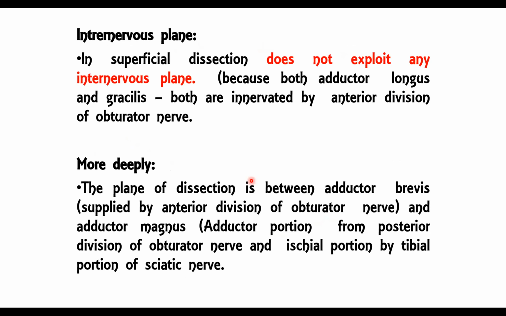The internervous plane: I already told that in the superficial plane, both adductor longus and gracilis are innervated by the anterior division of the obturator nerve. In the deep plane, you will see adductor brevis is supplied by the anterior division. Adductor magnus, you will have two: the adductor portion is from the posterior division of the obturator nerve and the ischial portion is by the tibial portion of the sciatic nerve. There is an internervous plane in the deep.